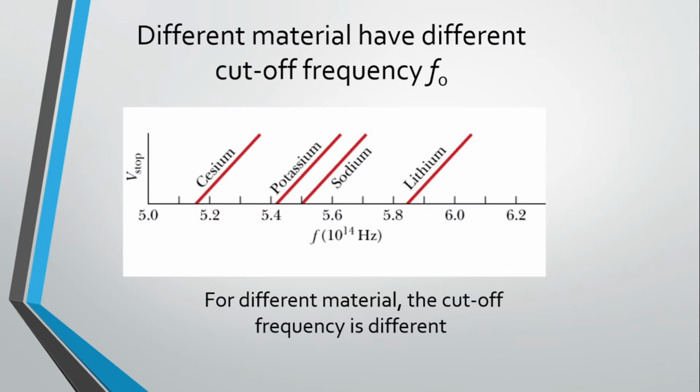Next please. Different materials have different cutoff frequencies. The figure depicts that cesium has a cutoff frequency around 4.9, potassium has a cutoff frequency of 5.45, sodium has 5.5, and lithium has a cutoff frequency around 5.9.